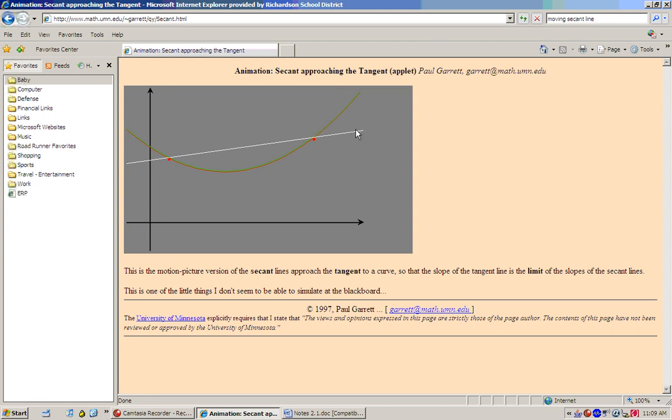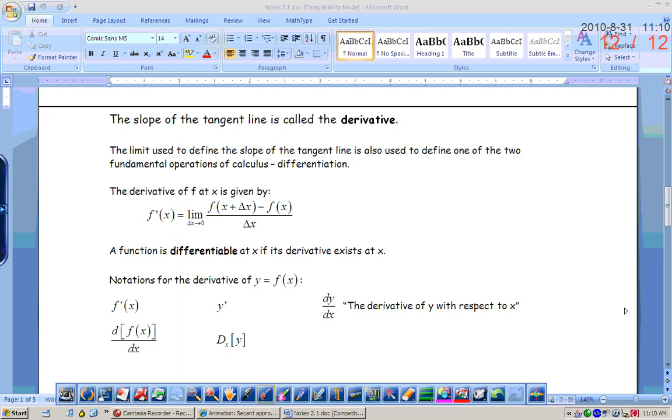Okay, so here delta x is getting closer and closer to 0, and that secant line becomes the tangent line right there. All right, in calculus, we have a fancy name for slope. The slope of a tangent line is called the derivative. So from here on out, when you hear the word derivative, you need to think slope, slope, slope, slope, slope.